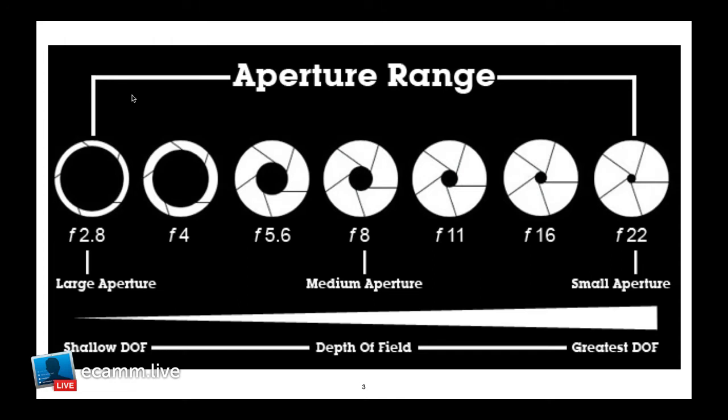So depth of field, we've talked about bottom left-hand side. A large aperture gives you shallow depth of field. And depth of field, as I said, is the amount of detail in and around your main point of focus.